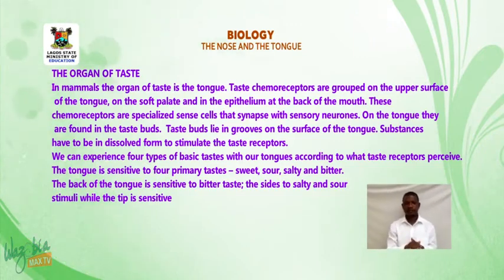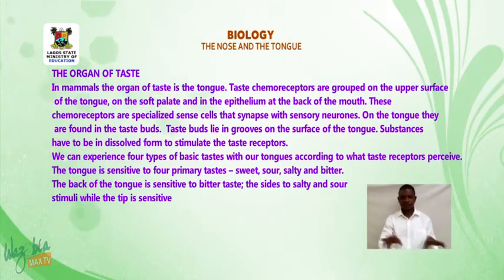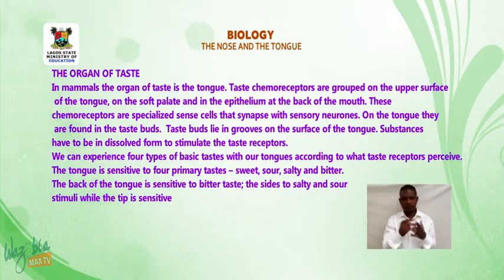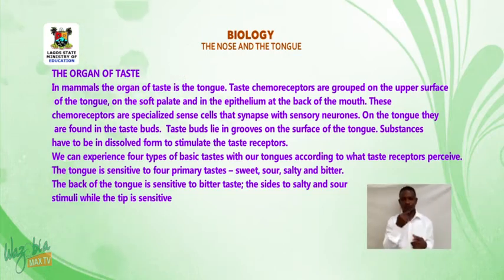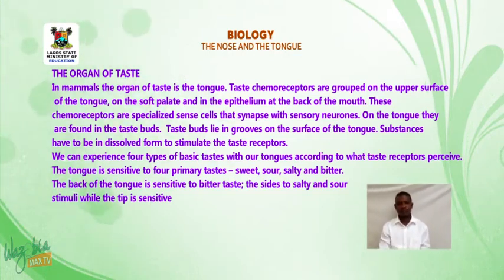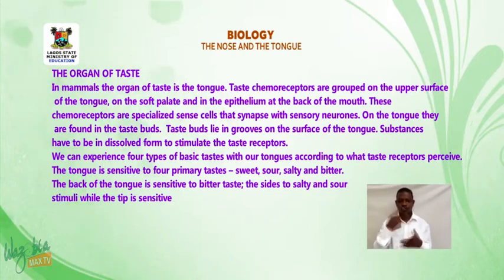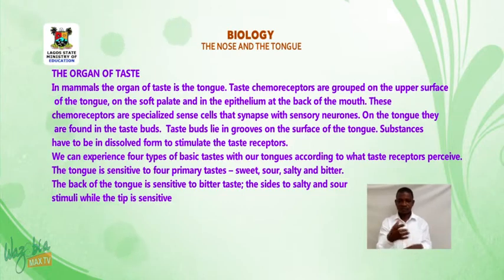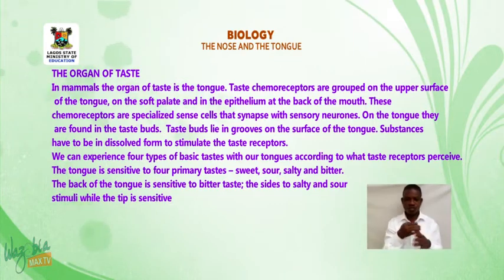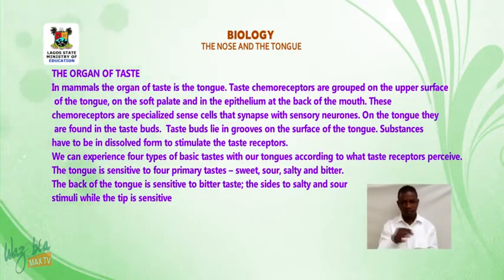Taste buds lie in grooves on the surface of the tongue. Substances have to be in dissolved form to stimulate the taste receptors. We can experience 4 types of basic taste with our tongues according to what taste receptors perceive. So what you taste is according to what your taste receptors perceive.